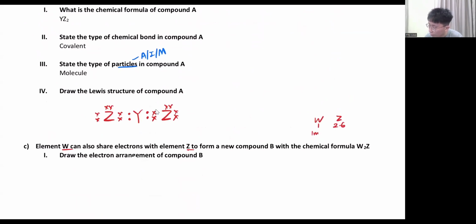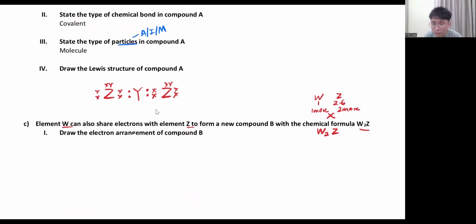So this one needs 1 more to become stable. This one needs 2 more to become stable. So you can exchange the number, you get W2Z, which is the same as what they gave us. See, our analysis helps us a lot, right? To double check, oh, my concept is correct. So I exchange the 1 more, exchange the 2 more, I get W2Z.